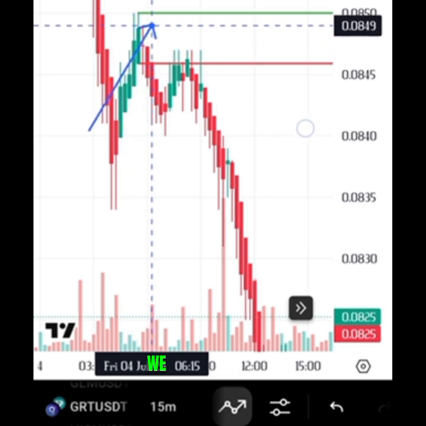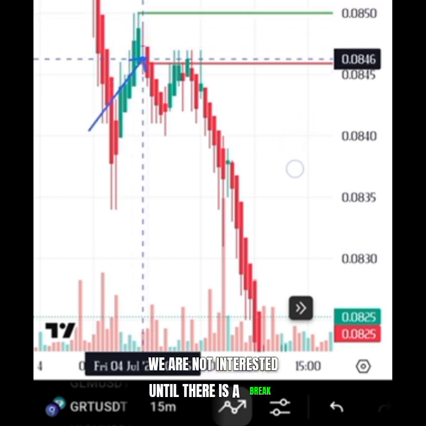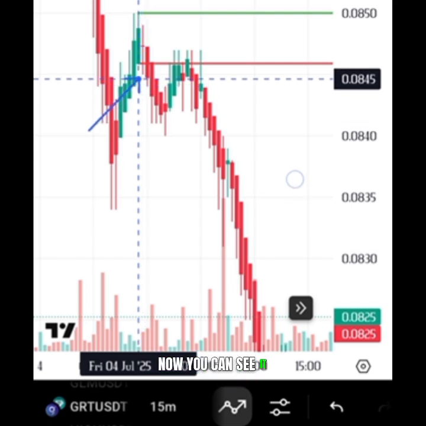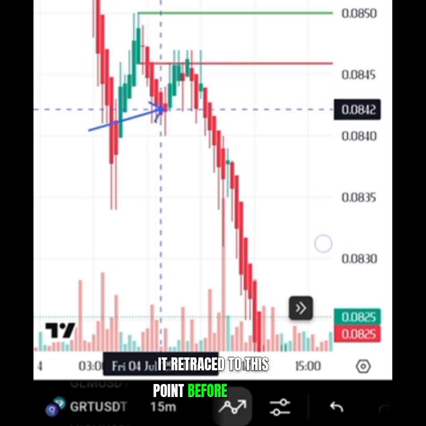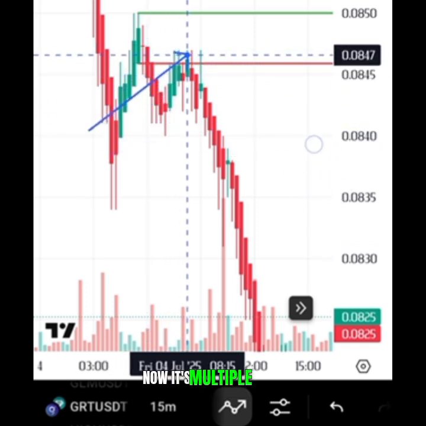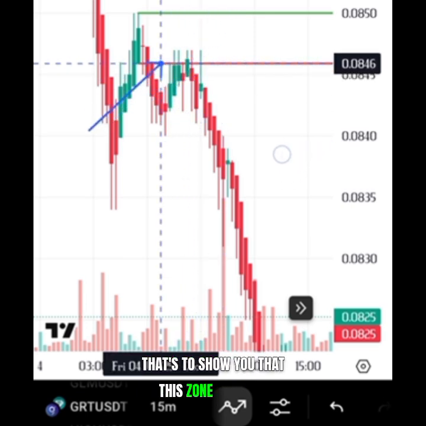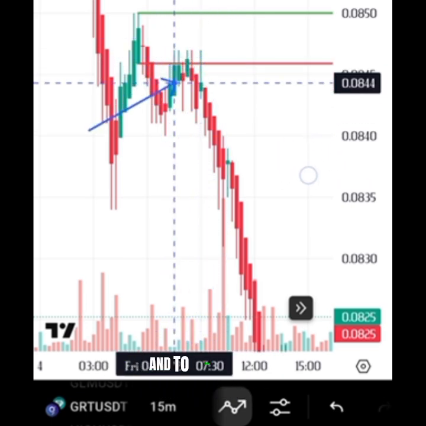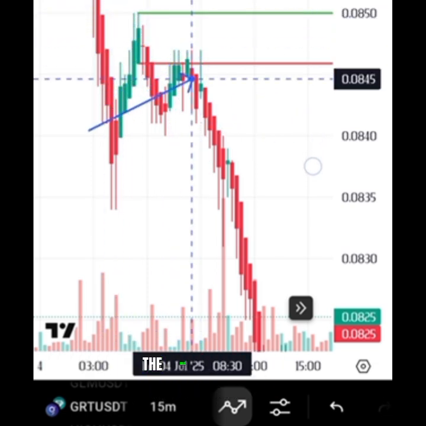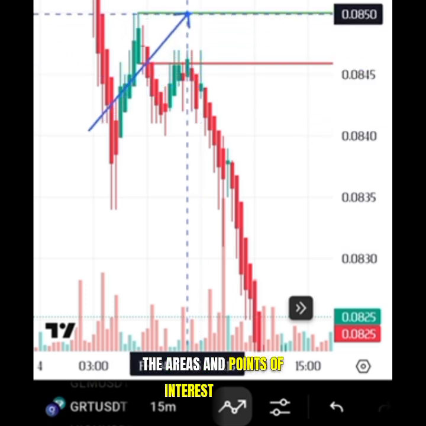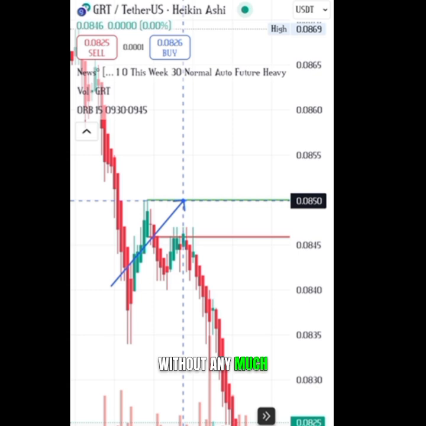If it's here, we are not interested until there's a break. Now you can see it broke here, then it retraced to this point before it went down. It's retraced multiple times. That's to show you that this zone is a very good resistance zone, and to show you how good this indicator is, because it identifies the zones, the areas and points of interest for you without much technical or fundamental knowledge. That's basically why I say this is one of my best pairs to trade.